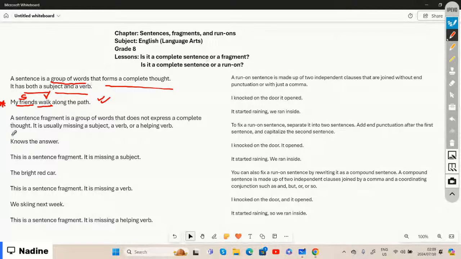Then we have a sentence fragment. A sentence fragment is a group of words that does not express a complete thought. So, a sentence fragment is a group of words, but it does not express a complete thought. With a sentence fragment, it is either missing a subject or it's missing a verb, or it can even be missing a helping verb.